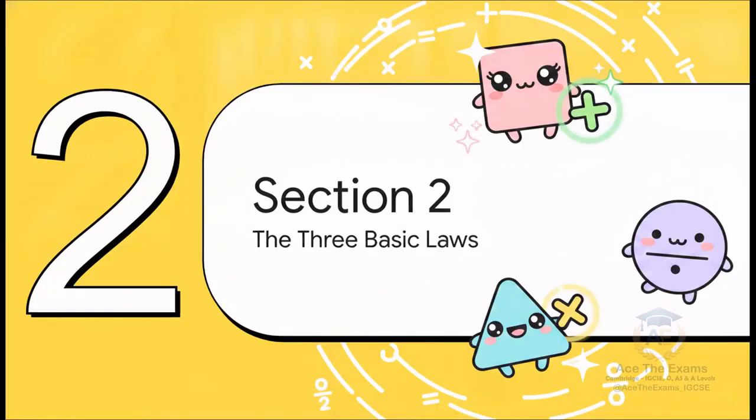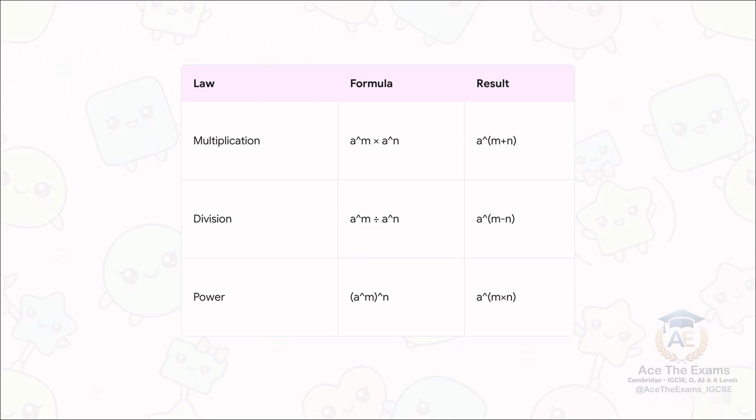All right, section 2, the 3 basic laws. Now that we know our players, let's learn the massive, time-saving shortcuts that make up the core rules of the game. Here they are, all together on one beautiful cheat sheet. Let's walk through them real quick. First up, the multiplication law. When you're multiplying identical bases, you don't calculate them separately. No way. You simply add the indices together.